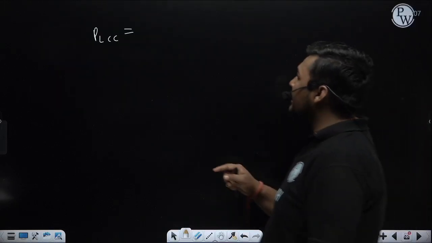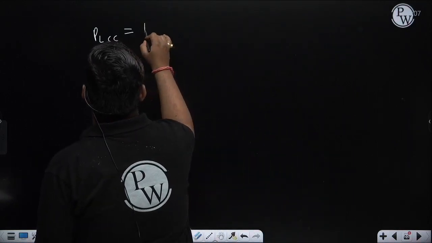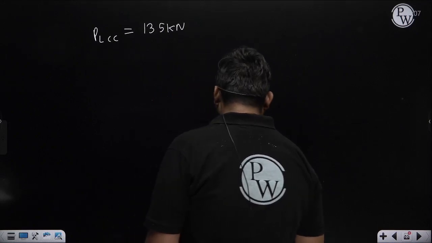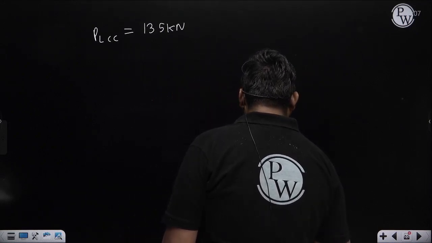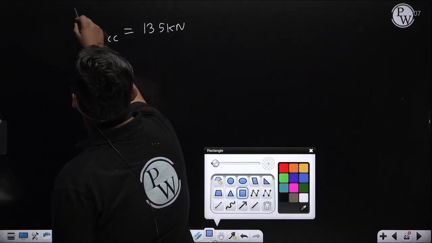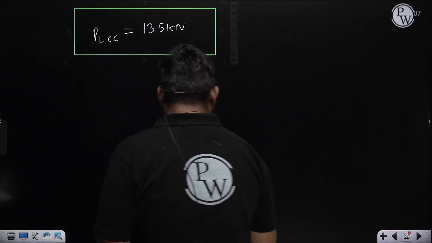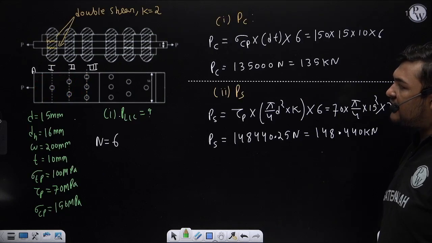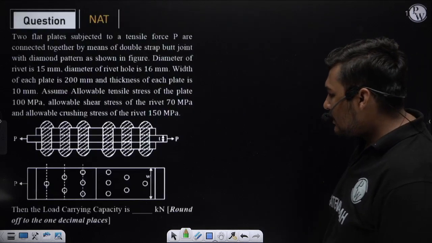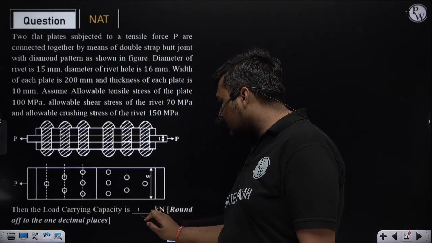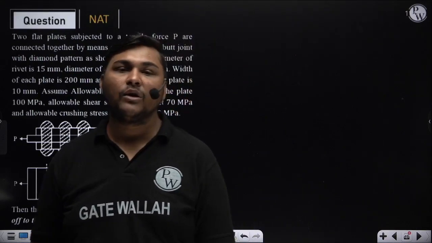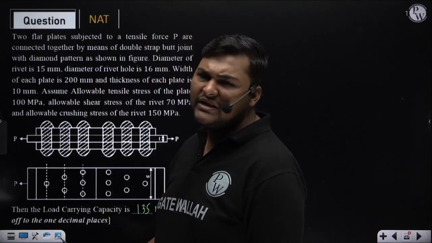So can I say actual load carrying capacity of this system is 135 kilonewton? Okay, because the overall minimum value which is coming by considering all types of failure is 135 kilonewton. So actual load carrying capacity of this system is 135 kilonewton. Okay, so this is the diamond pattern of riveted joint. Okay, so I think you understood.